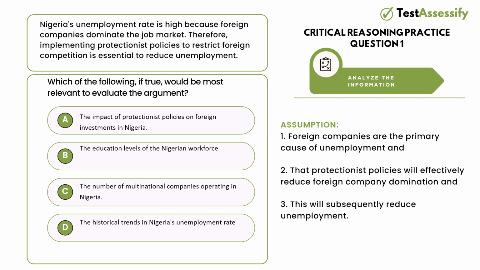From this passage, we can actually make three assumptions. The first is that foreign companies are the primary cause of unemployment, and the second is that protectionist policies will effectively reduce foreign company domination. And the third assumption is that this will subsequently reduce unemployment.